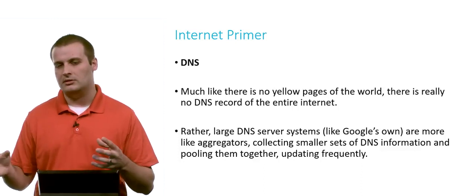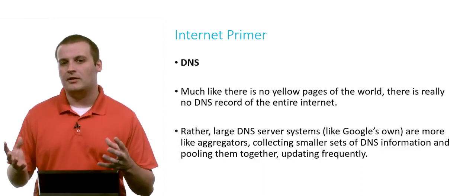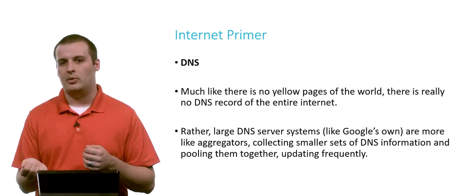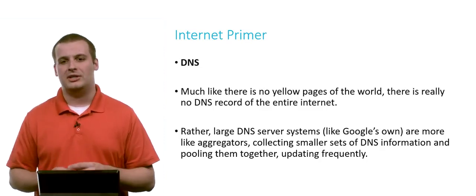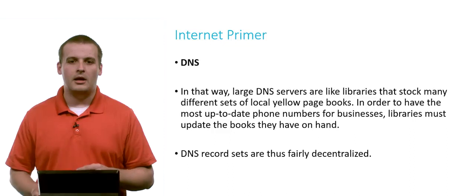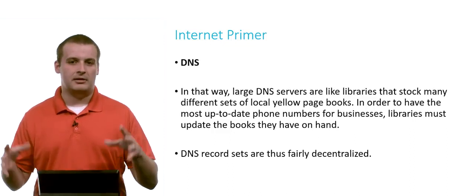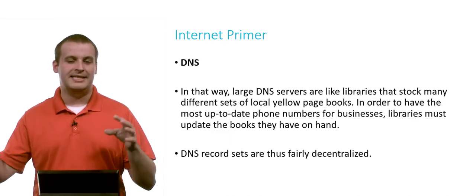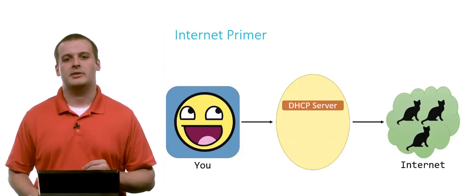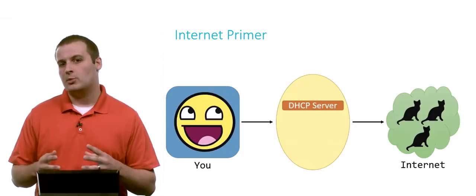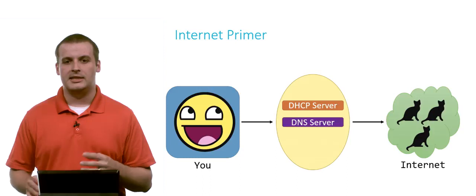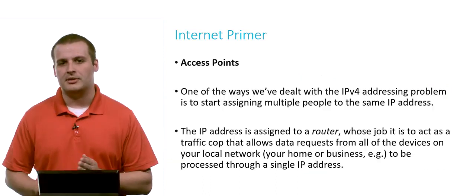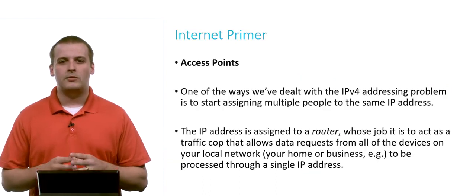So again, this analogy is large aggregating DNS systems are like libraries that have a copy of every yellow pages of the world. They don't themselves update those books. They depend on the books coming in so they can update the information if they need it. So the DNS system is not a giant block. It's decentralized across many, many servers. So now we know that somewhere between us and the internet there exists a DNS server as well as a DHCP server.